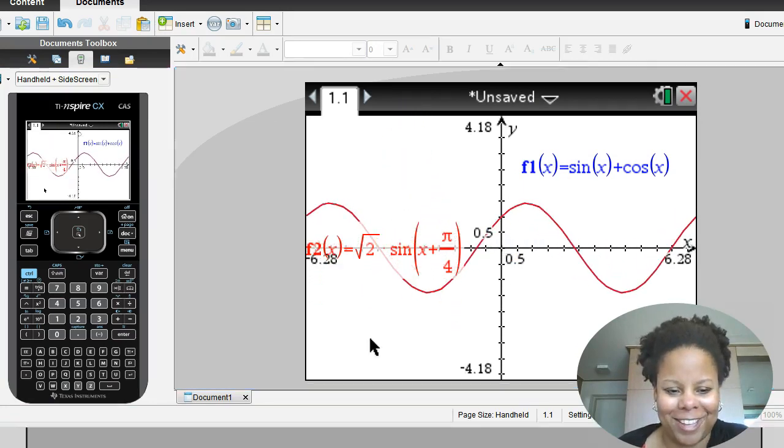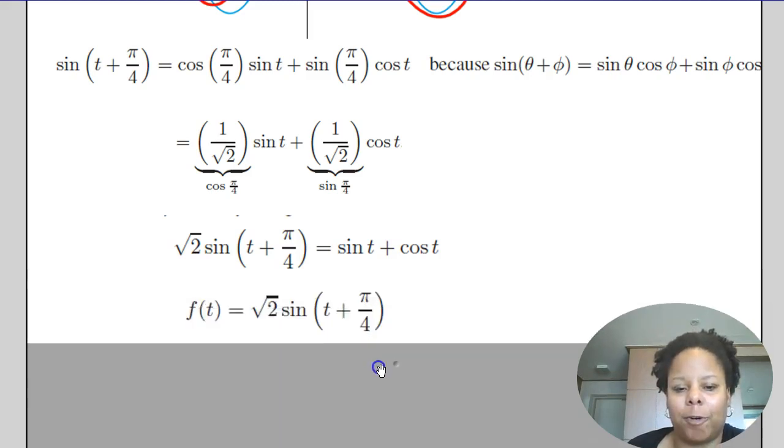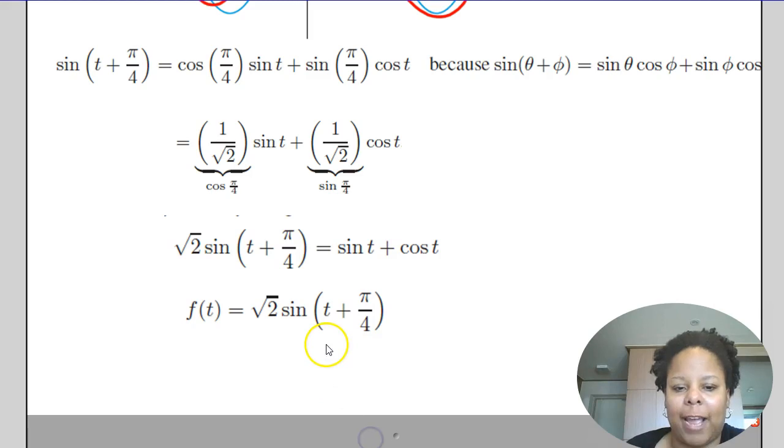All right, moving on. So that's another way you can use the sum and difference formulas to write the sine plus cosine function in terms of just sine.